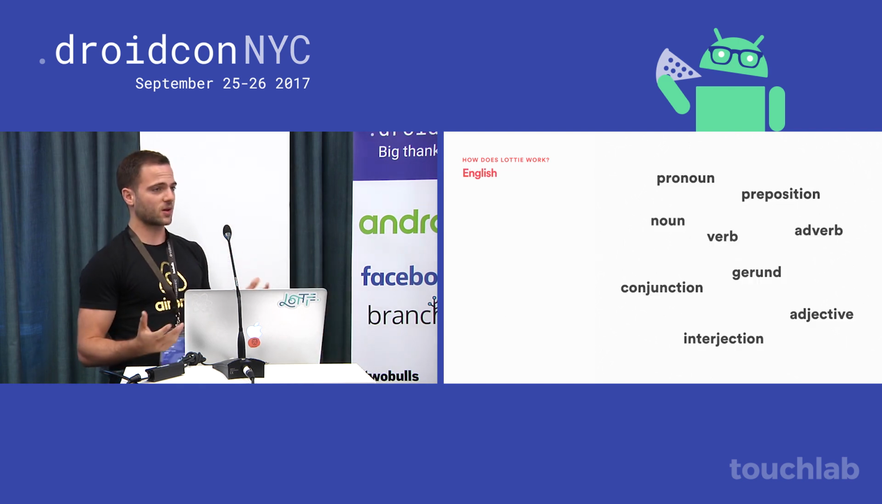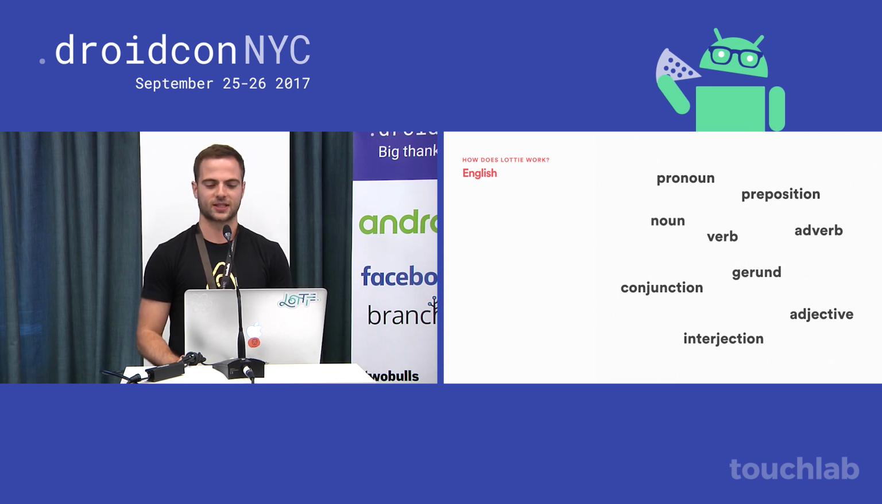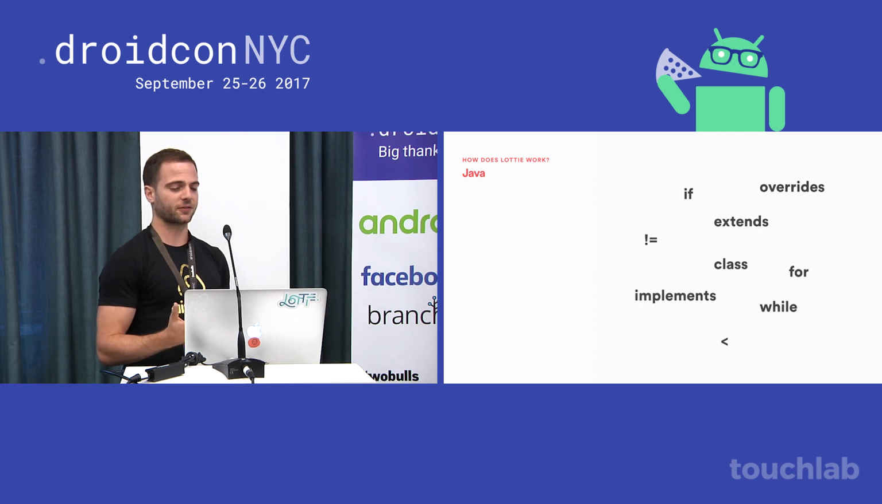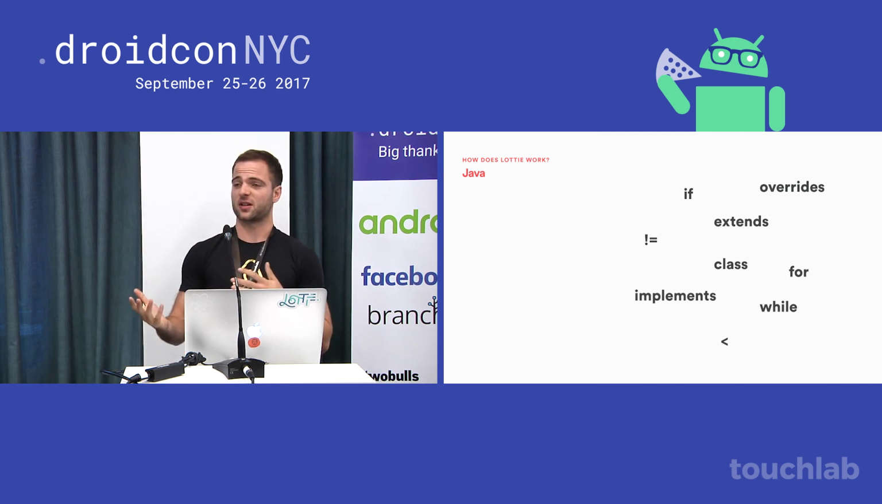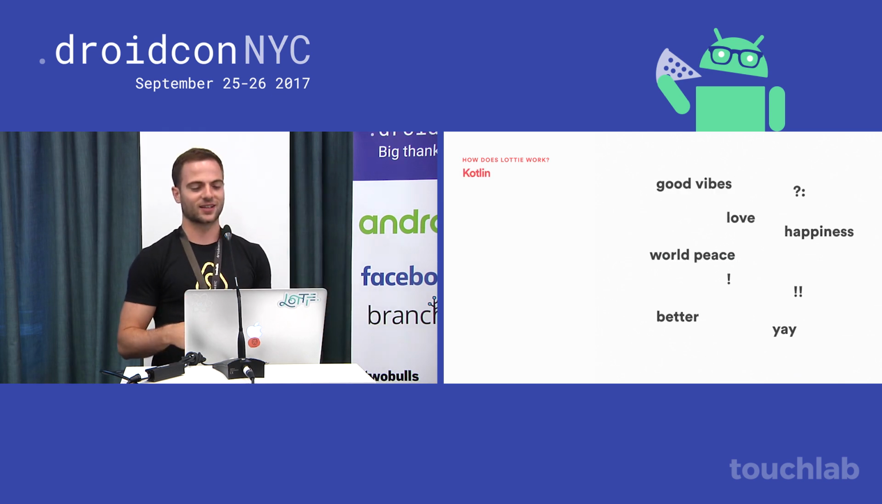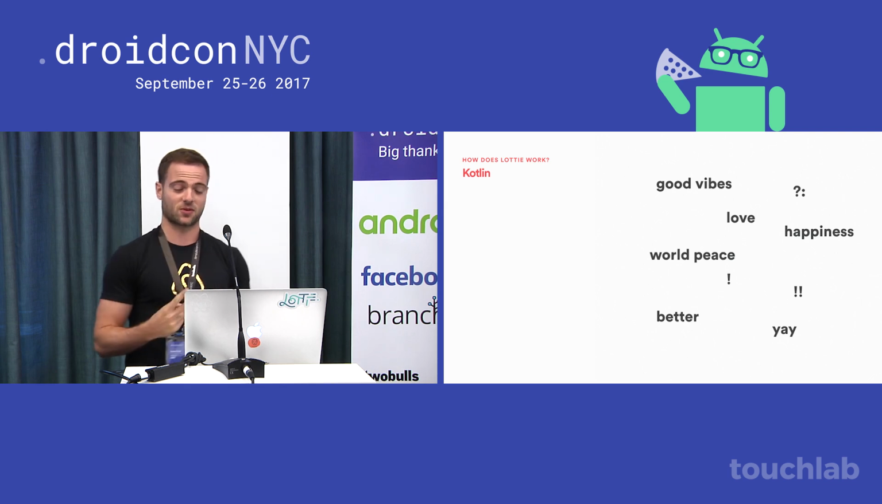So obviously we all know English. This is why we're here. This is why you can understand what I'm saying right now. And I bet most of you also know Java, right? It has things like if and extends and classes. A common other language that people have started to talk about is Kotlin. And I knew I had to throw in a Kotlin slide. And generally, most Kotlin involves happiness, excitement, and an exclamation mark. And if you really know what you're doing, maybe 2 exclamation marks.